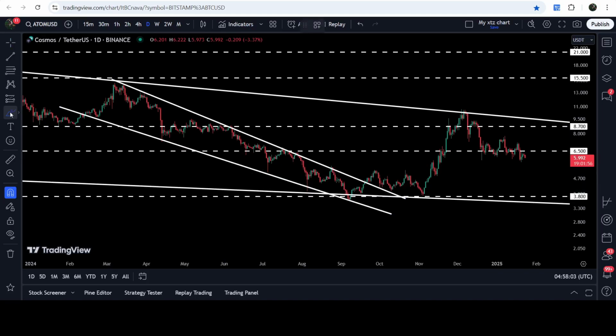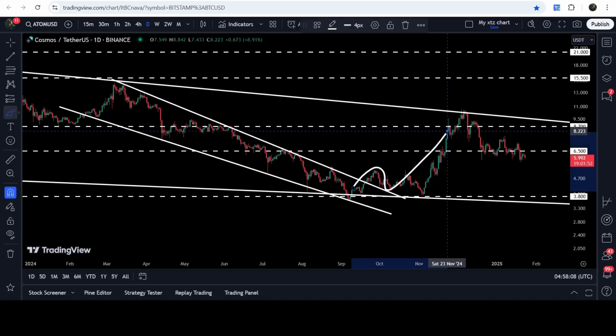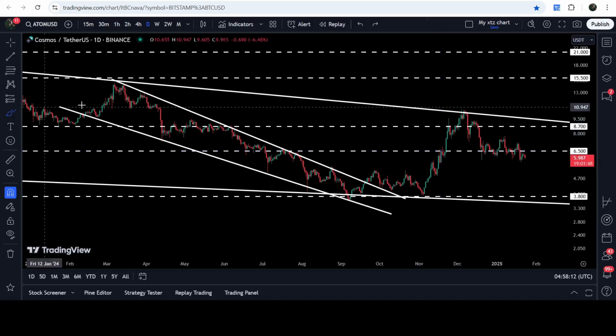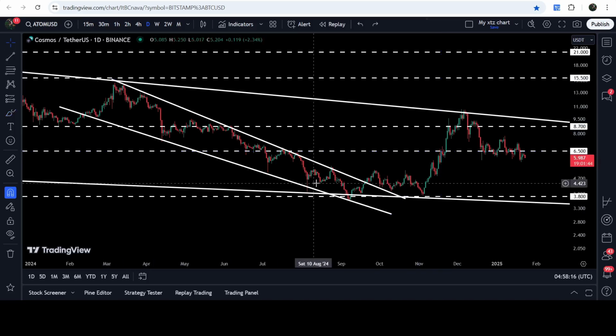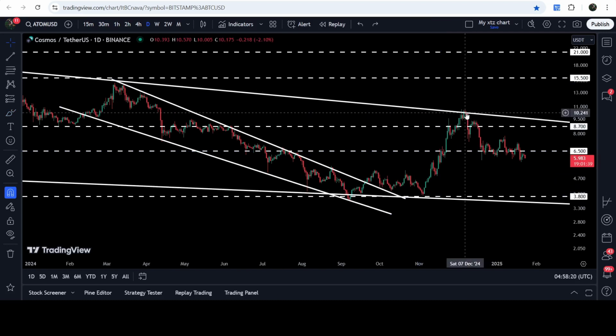And after the breakout from this wedge, price retested the previous resistance of the wedge as support, and after that it geared up. The technical target was at the top of the wedge, approximately here at $14.80, and you can see that the price could not hit that target so far. It is rejected by the resistance of this wedge.